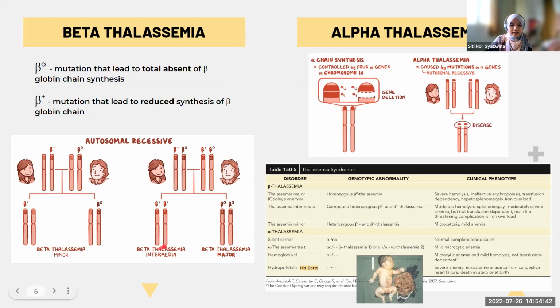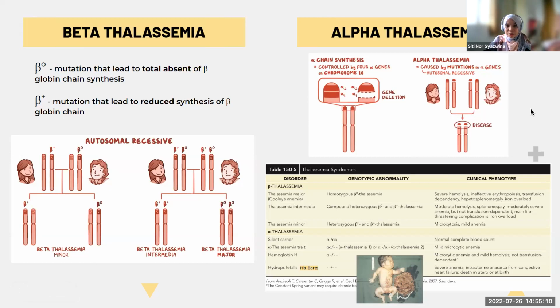In another case, if patients inherit gene mutations from both parents that encode for reduced synthesis of beta globin chains, the patient can present clinically as beta thalassemia intermedia. In comparison, when the patient inherits only one mutated gene from one parent, they will present clinically as beta thalassemia minor, or as carriers.